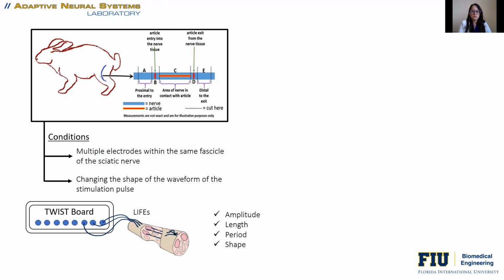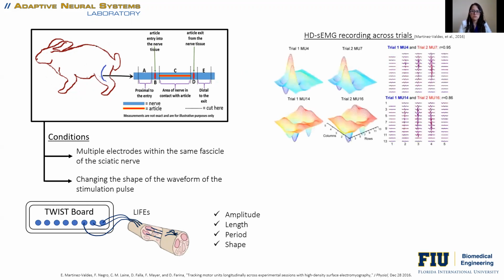With the animal anesthetized, the LIFE will be inserted in the fascicle of the sciatic nerve and electrical stimulation will be applied. To assess the selectivity, we'll be recording high-density surface EMG of the lower limb muscle for each stimulation. This electrode array will be placed on top of the muscle and cover the entire surface. These EMG data will be key because we will be able to identify and track motor units' action potentials across trials. What does this mean?